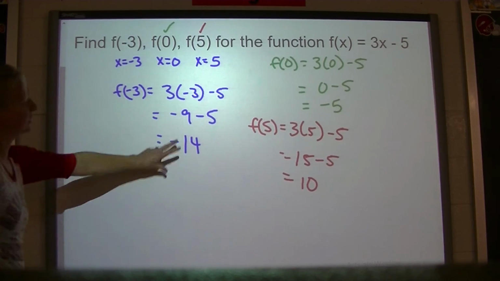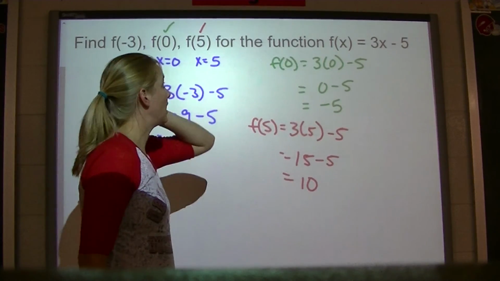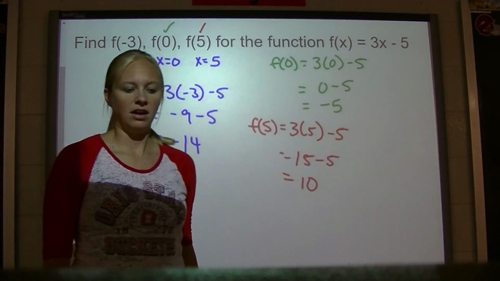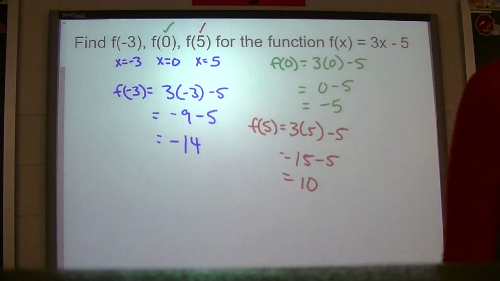So f of negative 3 equals negative 14. f of 0 equals negative 5. And f of 5 equals 10. Any questions, please bring them in tomorrow and we'll go through it.